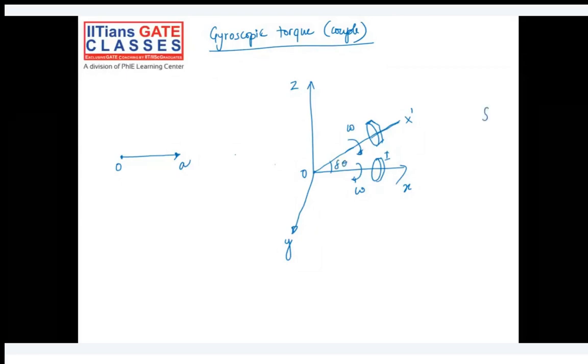Coming towards the vector diagram, OA represents the angular velocity of the rotor when the rotor is rotating in the OX direction. Now I'm changing it to OX dash, so OB will be the new vector. Are you following? OB will be the new vector.